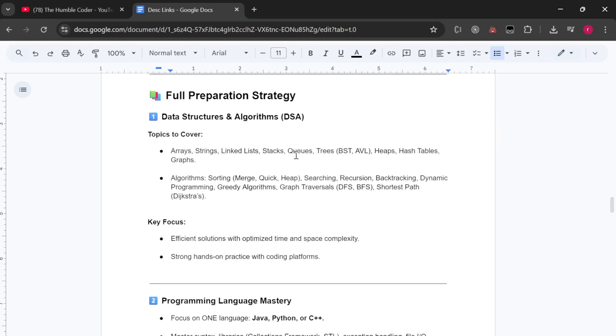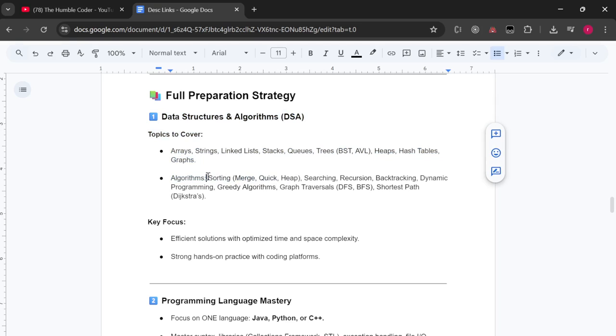Now let's understand the full preparation strategy that you should follow in order to ace this examination. The first thing which is very important is data structures and algorithms, that is DSA. The topics that you should cover are arrays, strings, linked lists, stacks, queues, trees. In trees you should cover BST, which is a binary search tree, and then AVL trees. Then you should cover heaps, hash tables, graphs.